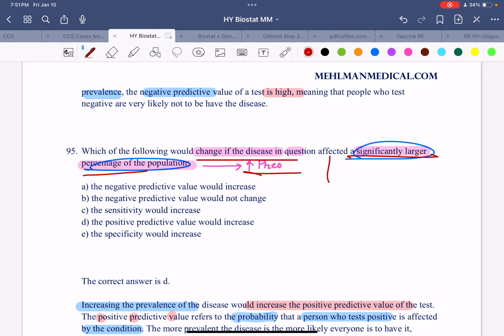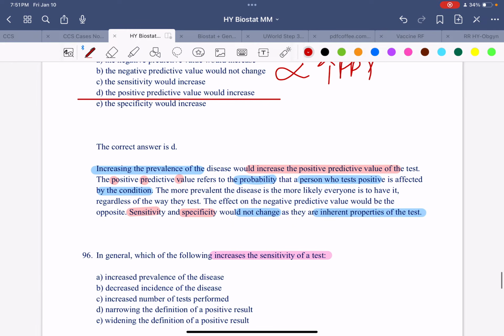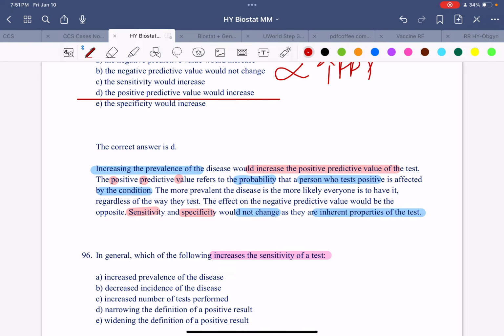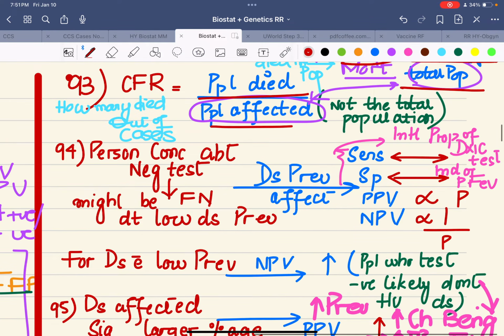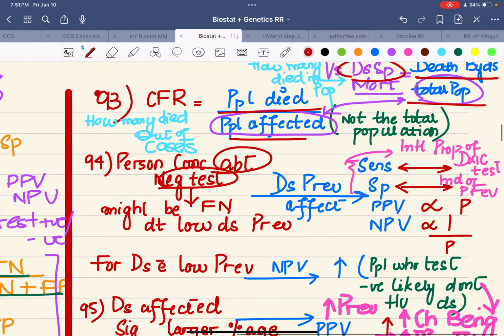Increased prevalence would mean a decrease in NPV, whereas increased prevalence would mean an increase in PPV. So the correct answer is D, that the PPV would increase because prevalence is also increasing and they are directly proportional to each other, whereas NPV would actually decrease, and the sensitivity and specificity in this particular situation would not change, right? So he's concerned about the negative test, which is a screening test. For a screening test, the most important factor is sensitivity, and it is an inherent property of the diagnostic test, and it is independent of the prevalence.